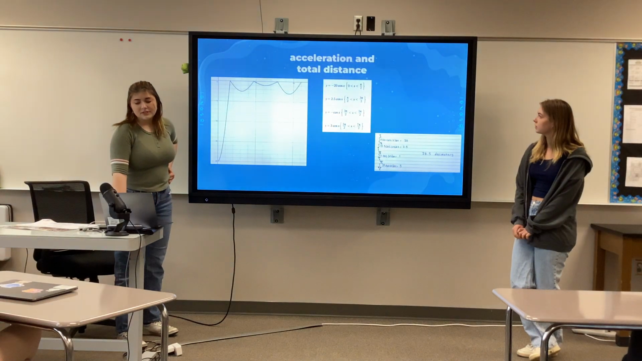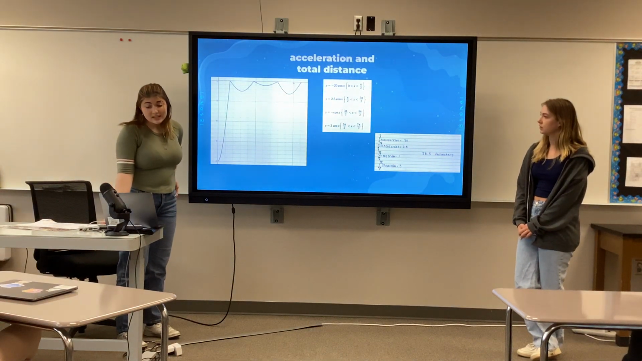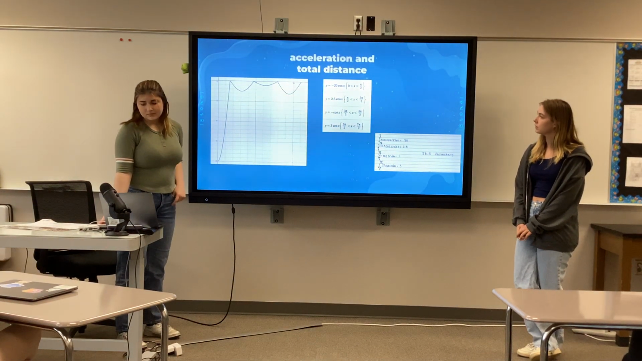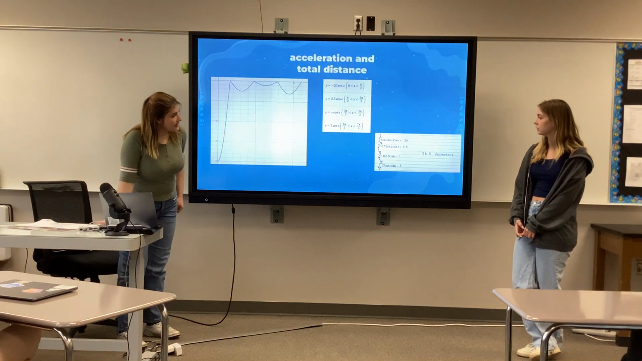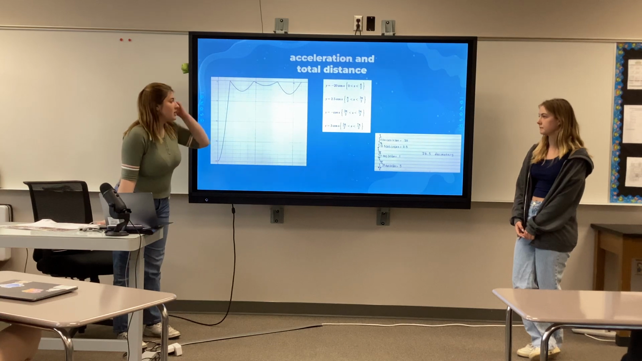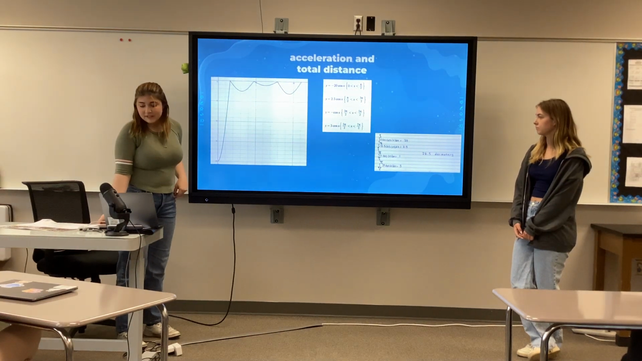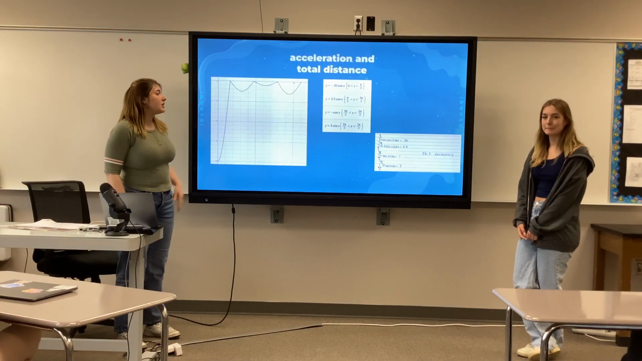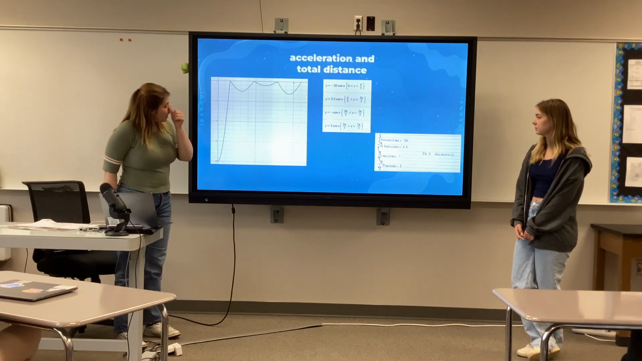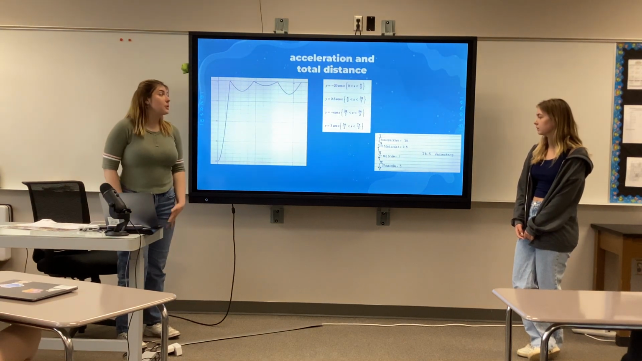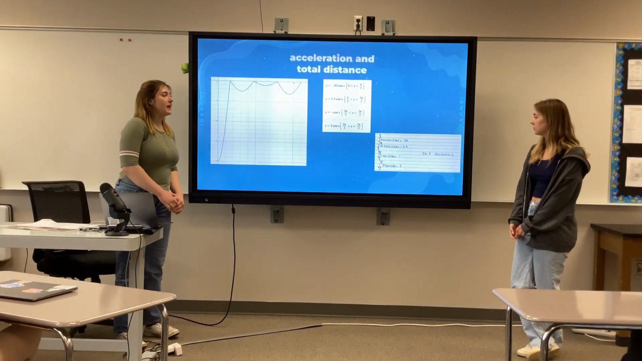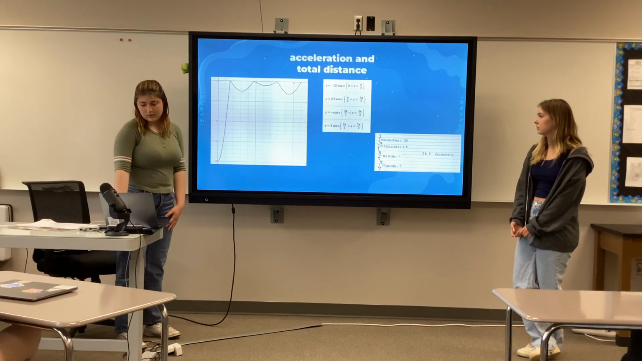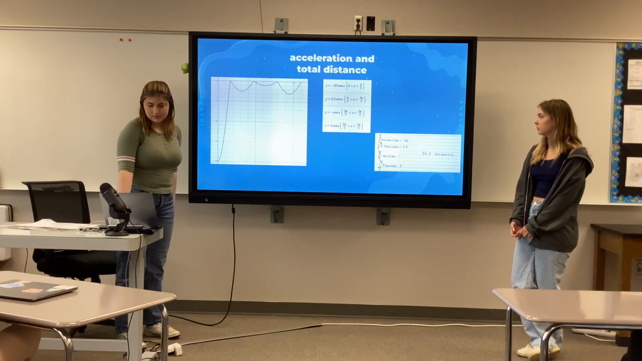So this is our acceleration functions and our total distance. For our total distance, just for our initial toss, we integrated from 0 to pi over 2, and then we took the absolute value of all of the velocity functions because we're finding total distance. And altogether, we got 26.5 decimeters was how far this rock in particular traveled.